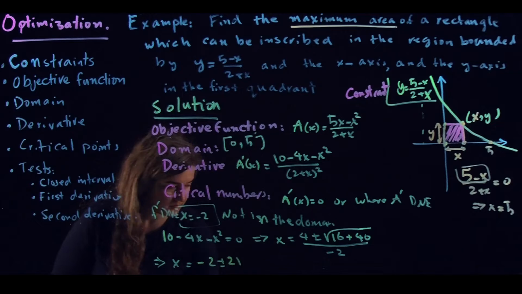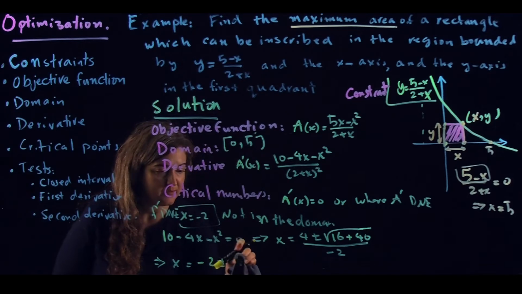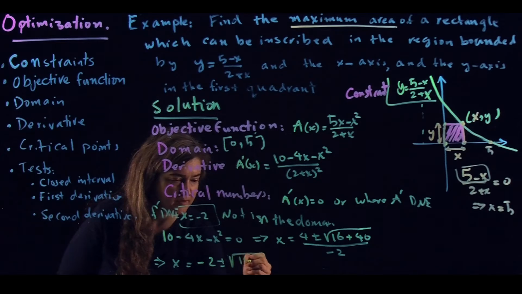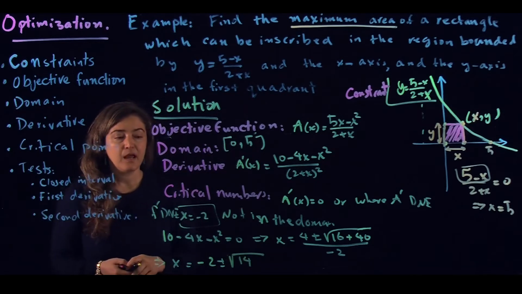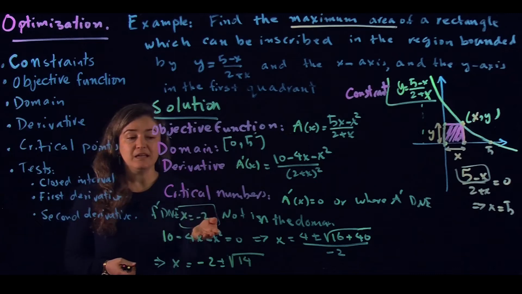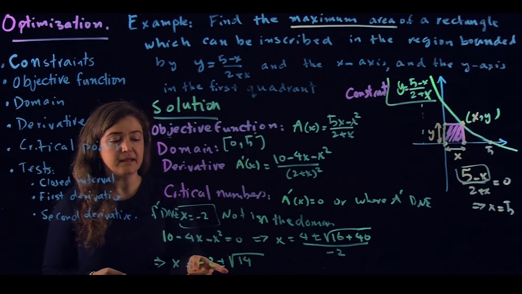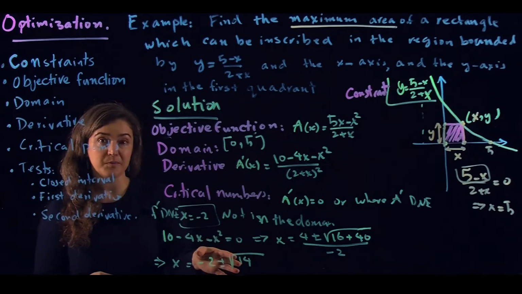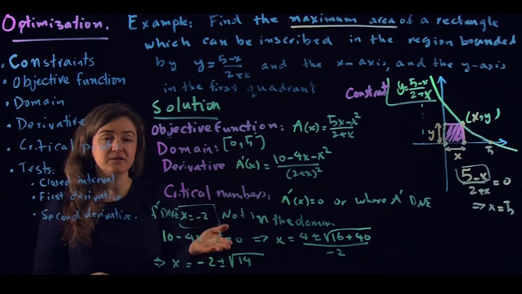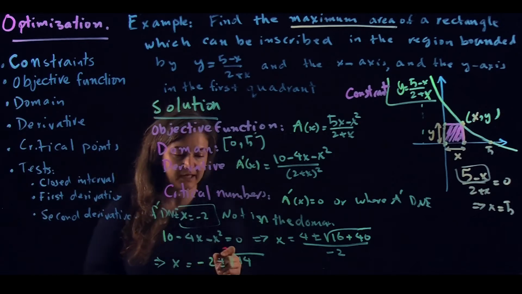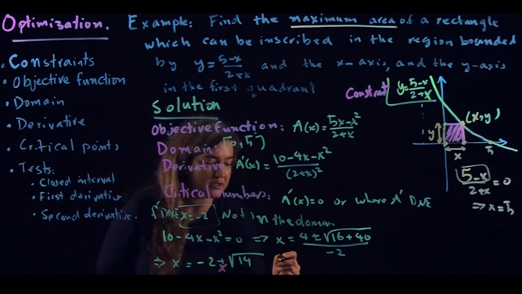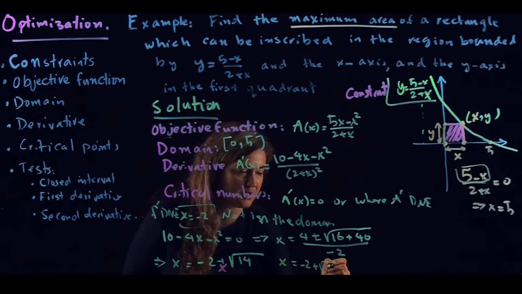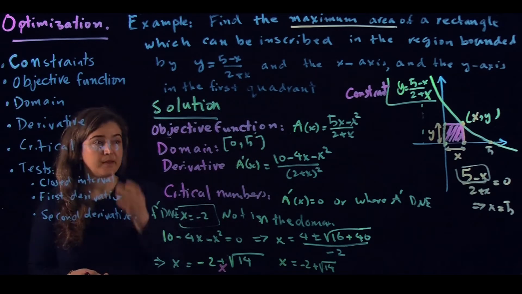2 plus minus 2 simplifies with the bottom, square root of 14. Looking at the domain, the two solutions to the quadratic, one of them is positive, one of them is negative. The negative one does not count because it's not in the domain. So the critical number that I'm interested in is negative 2 plus square root of 14.